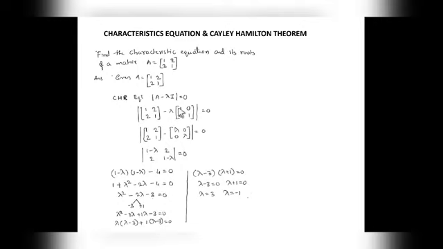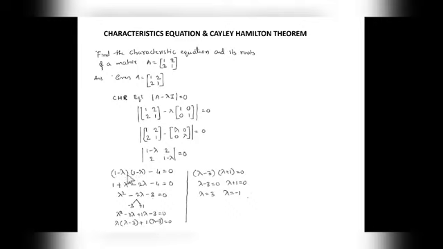I have multiplied lambda with each and every element as lambda being a scalar quantity. Then I'll subtract the corresponding elements of the two matrices. Then I'll get 1 minus lambda, 2, 2, 1 minus lambda. Determinant of this will be equal to 0 according to this formula. Now I'll expand this determinant. 1 minus lambda into 1 minus lambda, minus 2 into 2, that is 4, is equal to 0.